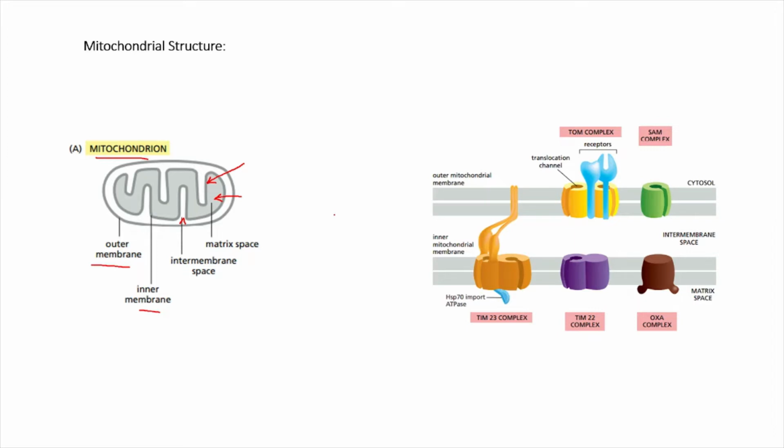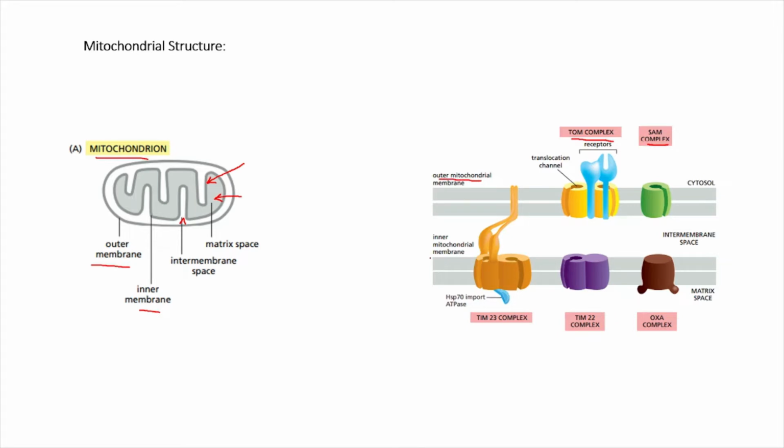Now if you look at specific protein structures within the mitochondrion, on the right hand side you will see that the outer membrane has one protein complex which is called the TOM complex. Alright, this complex is involved in protein transport, and another secondary protein complex is also there which is called the SAM complex. So these two protein complexes are present in the outer mitochondrial membrane.